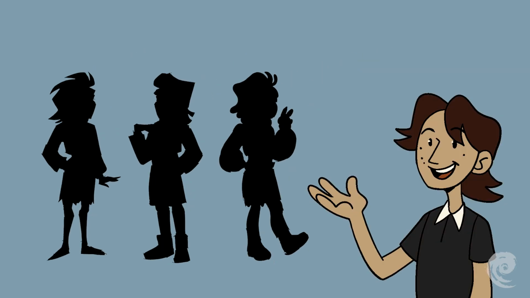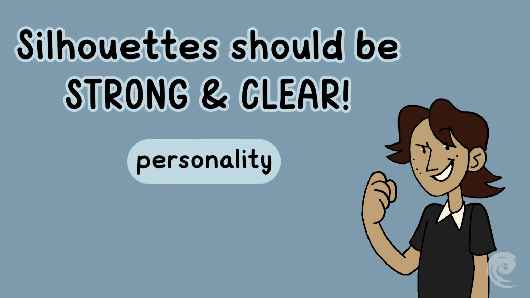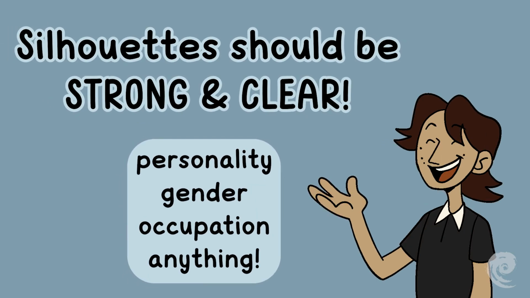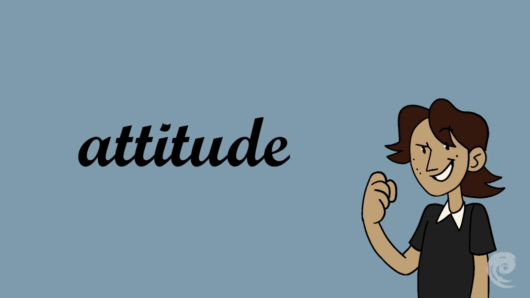Shape language should also be present in their silhouette. Silhouettes are usually the first step in designing a character after the initial idea is hatched. They should be strong shapes that will clue you in to personality, gender, occupation, anything really. We'll go more in depth about silhouette in our attitude video for this series.